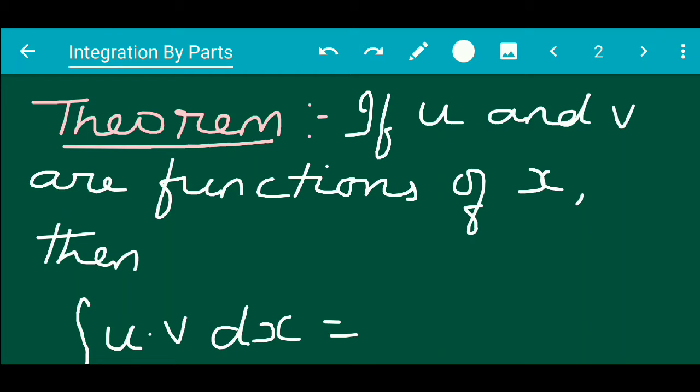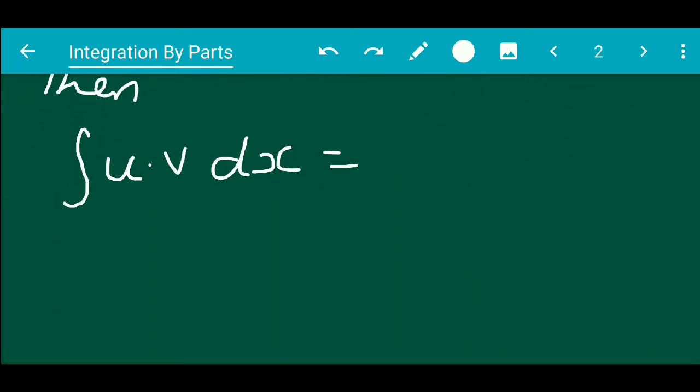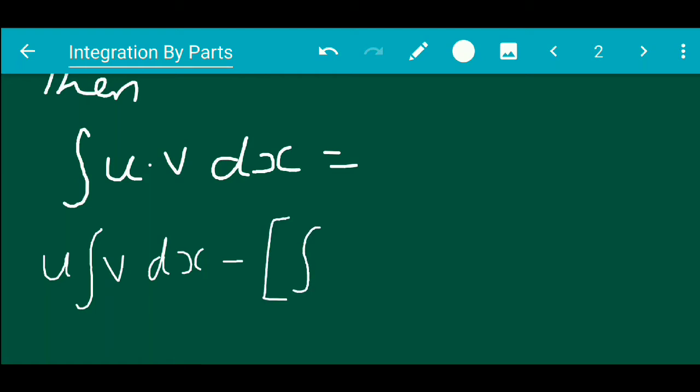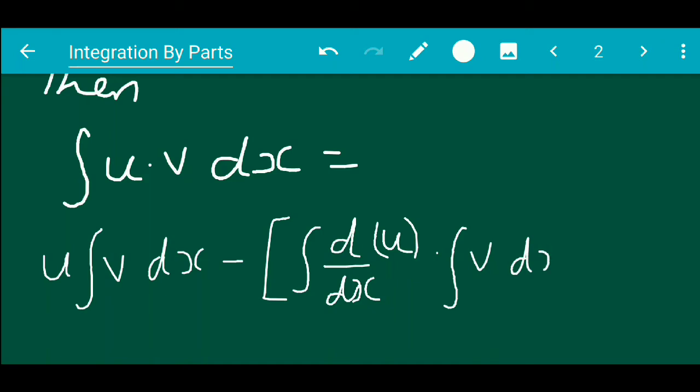It is stated as a theorem, that is, if u and v are functions of x, then the integral of u into v dx is given as u into the integral of v dx minus the integral of d/dx of u into the integral of v dx, the whole into dx. So this is the formula for finding the integral of a product of two functions actually.